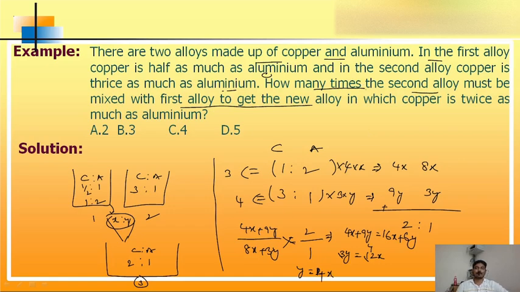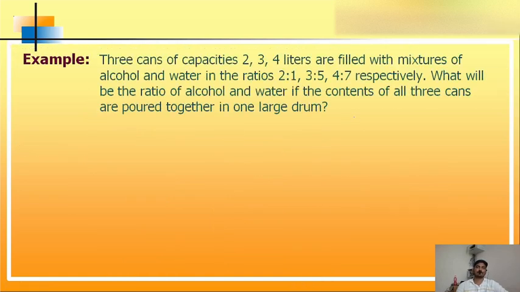So what he asked in the question is: how many times the second alloy? The second alloy value we are taking as y, and the first alloy value we are taking as x. So the second alloy must be mixed with 4 times the first alloy. The answer for this particular problem will be option C, 4. This is the easiest way to get the answer for this problem. And let us move to the next question.